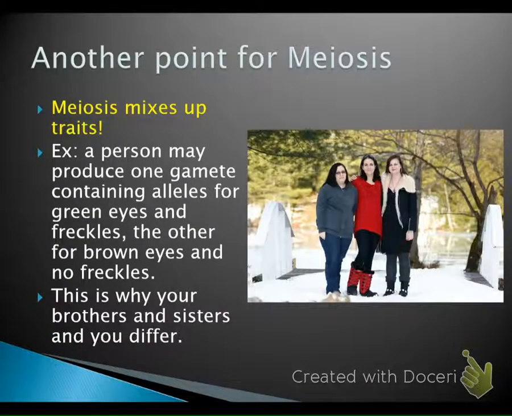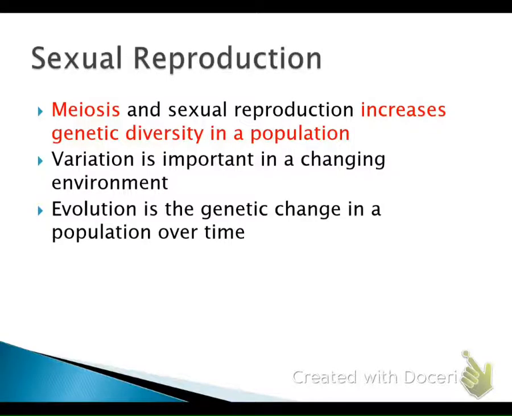Another purpose of meiosis is that it mixes up your traits. So this is myself and my two sisters. We all look very, very different. If meiosis did not produce genetically different cells, then all of your siblings and yourself would look exactly the same. So another big purpose of meiosis is that it increases genetic diversity in a population, which is really important. Some people are naturally stronger immunity-wise. Some people are weaker immunity-wise. If a virus goes around, some people are going to get sick with it. Some people are not. It's because the population is genetically diverse.